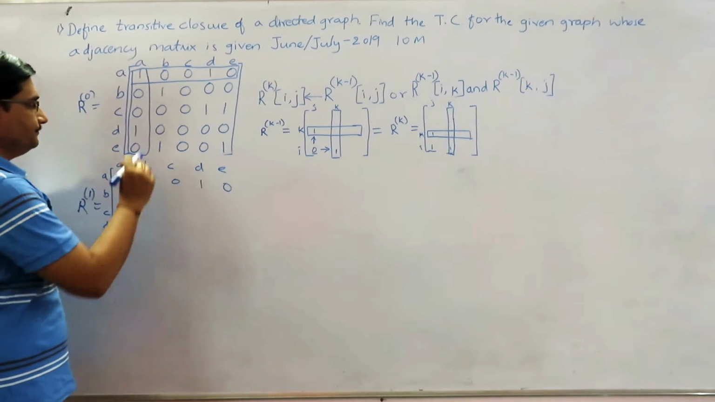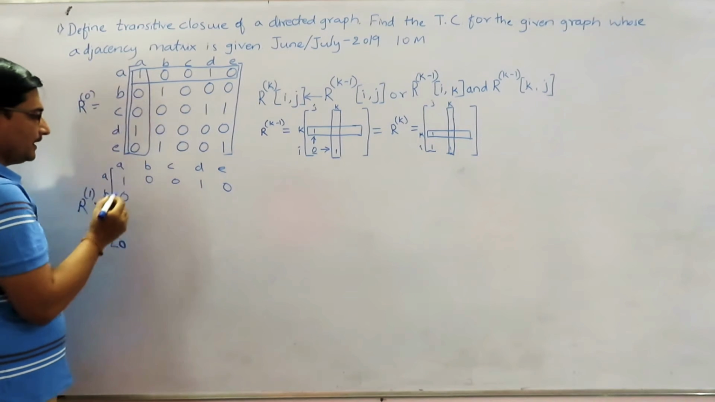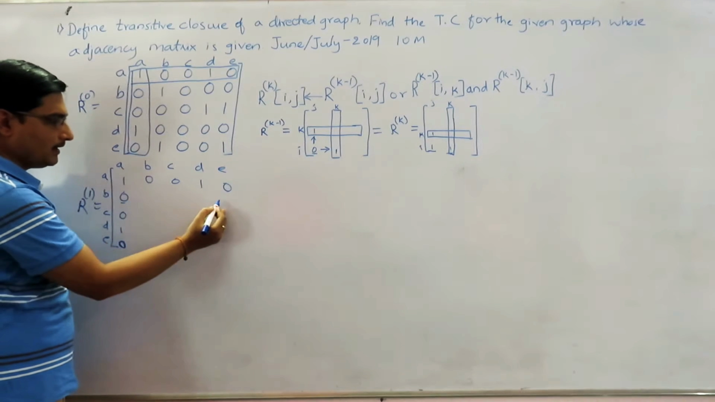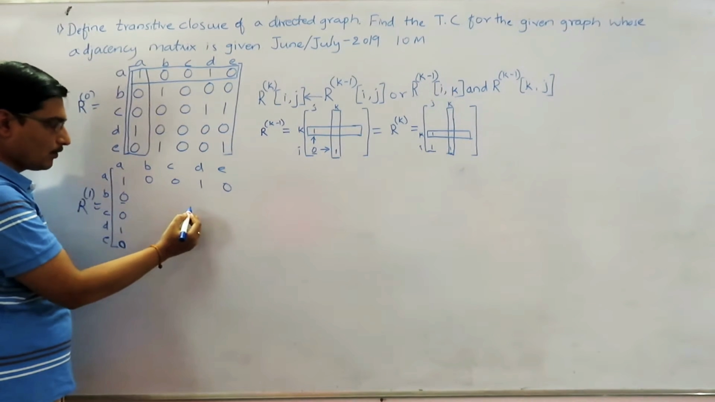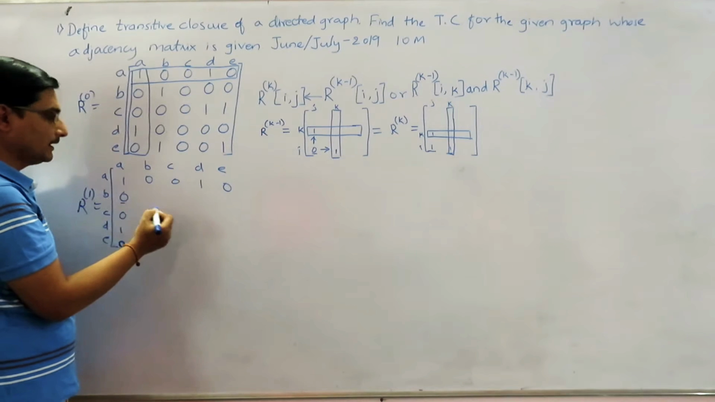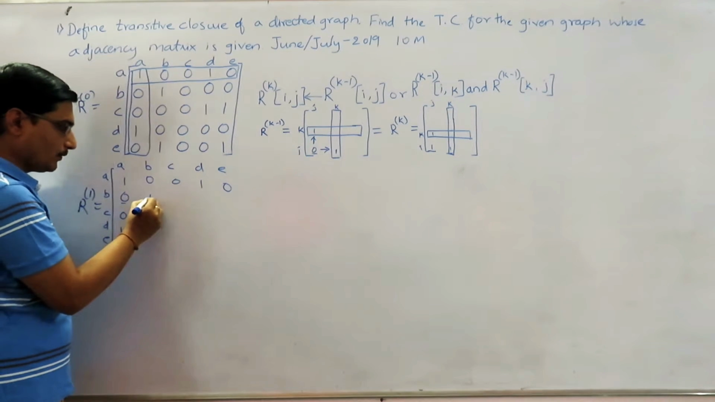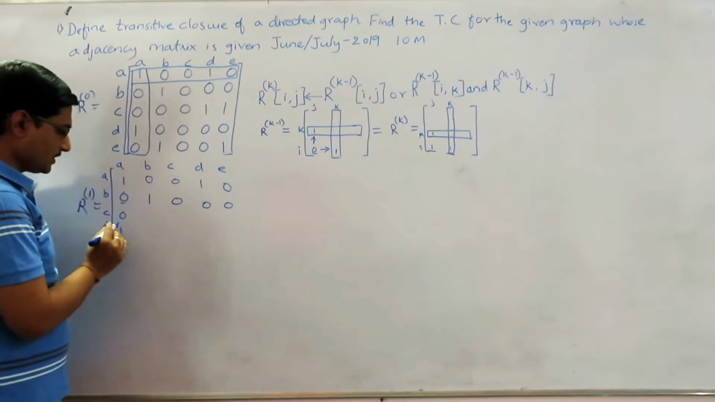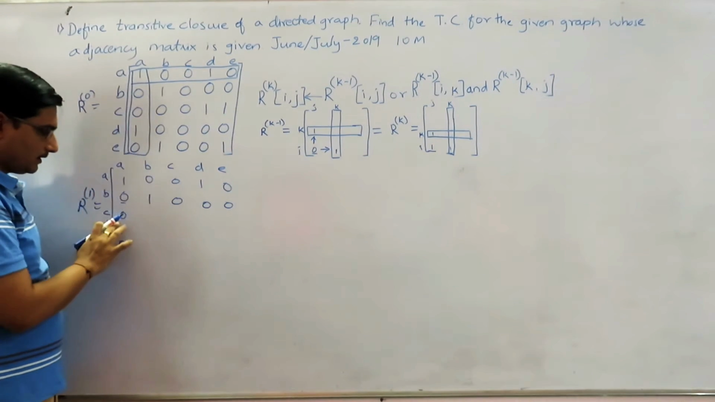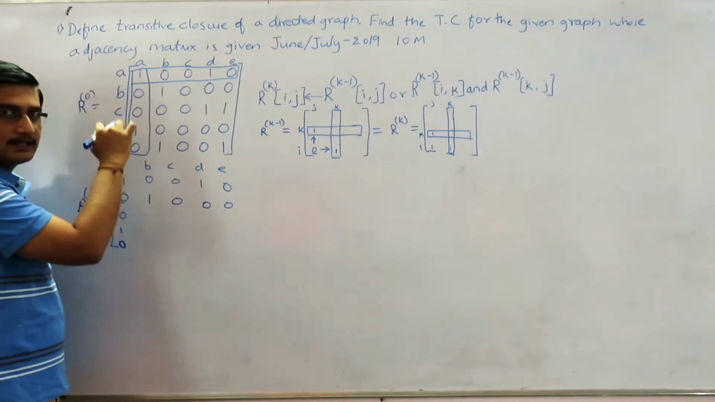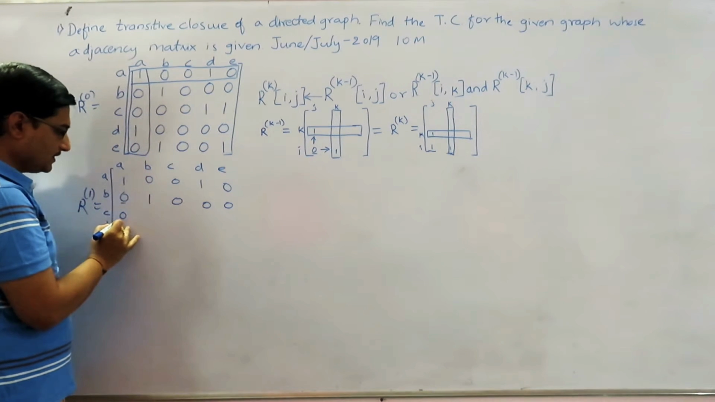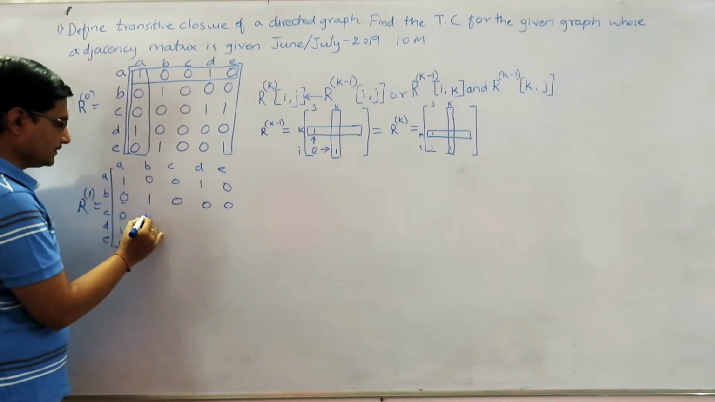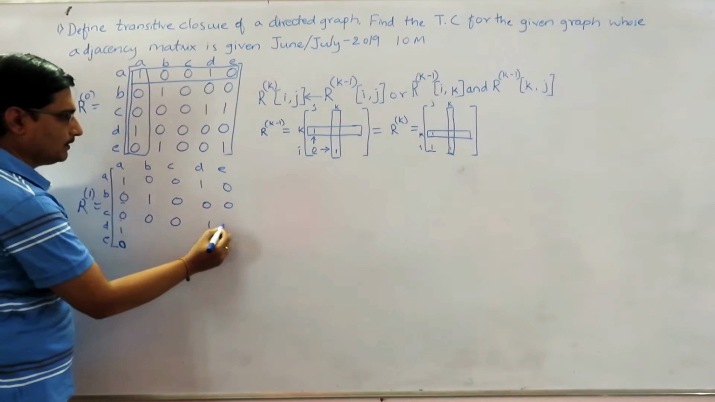Now, as this entry is 0, the remaining columns of that row will remain as they are. There will not be any changes, so we can directly write it from the previous matrix. Again here, the third row starts with 0, because we have considered the first row and first column. If this is 0, then the remaining will remain as it is. So it is 0 0 1 1.